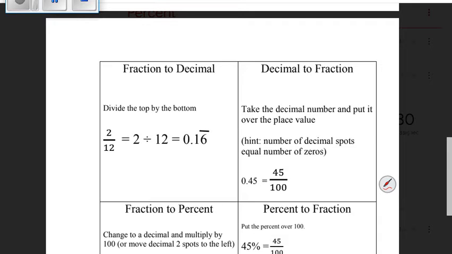Alright, in this video we're going to take a look at taking a fraction to a decimal, decimal to a fraction, percent to fraction, fraction to percent, and decimal to percent, percent to decimal. So I'm giving you guys these notes.